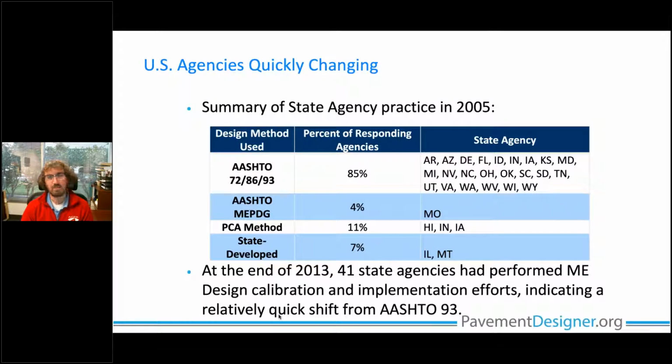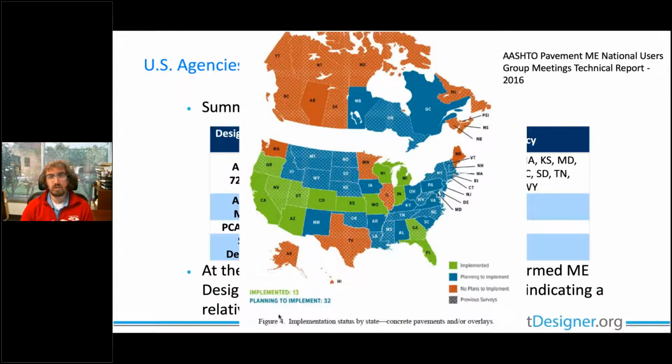You had one early adopter of the PavementME, which was MEPDG at the time, and that was Missouri. That's because they were kind of the pilot state for getting PavementME implemented. Now, if we move forward to 2016, just a few years ago, you can see most states in this map are either green or blue, and those are indicating that they are either implementing PavementME or they are working towards implementing PavementME. So they already have or they're working towards it.